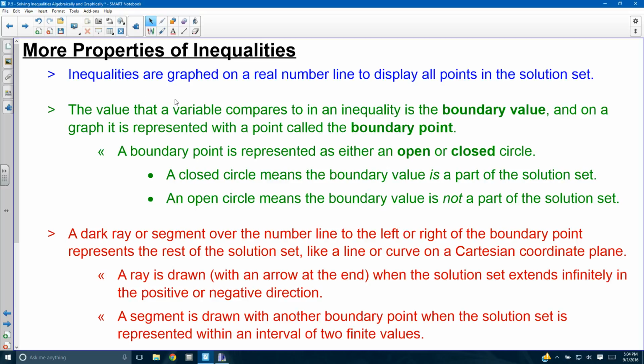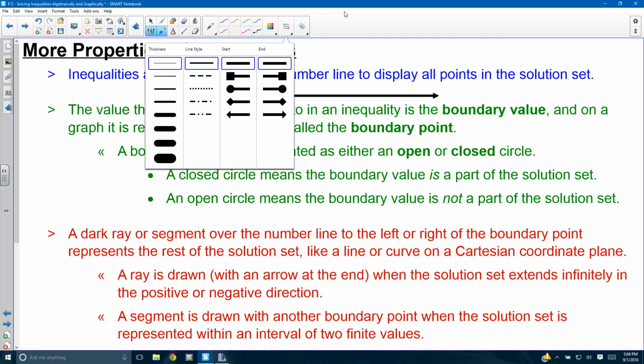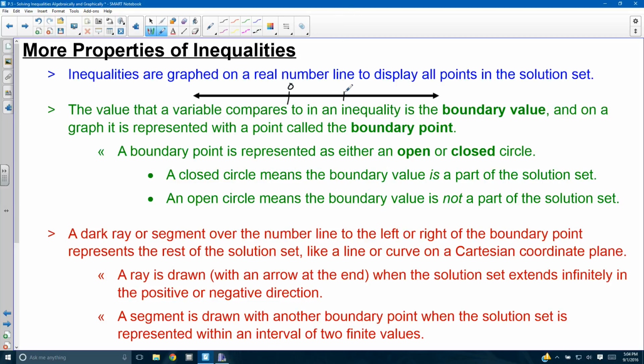The value that a variable compares to in an inequality is called the boundary value. So if x was greater than the number 3, 3 is that boundary value. And when you plot that, I'm going to draw a number line for you. Let's say I'm going to include the number 0. Okay, 3 is over here. I'm not going to do all of them. Let's say I'm saying something where x is greater than 3. 3 is my boundary value, meaning that's the area where it's not going to cross, or where it begins, actually. It's a sort of threshold, if you will.